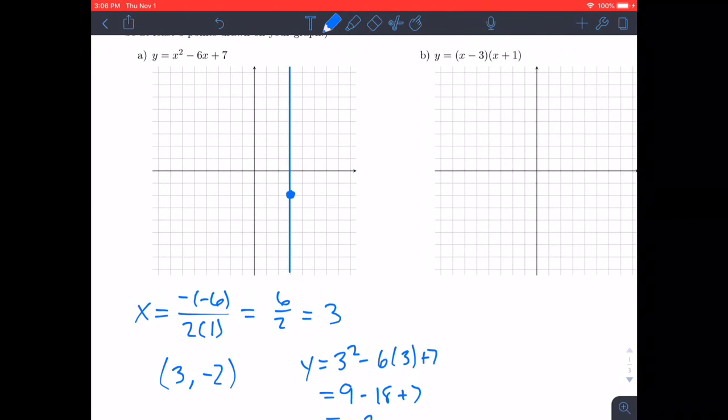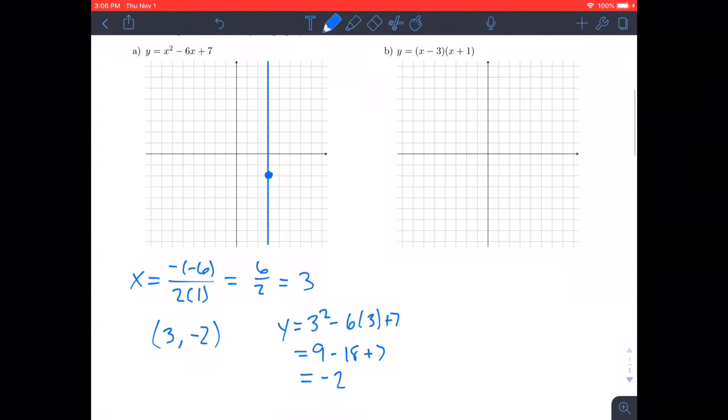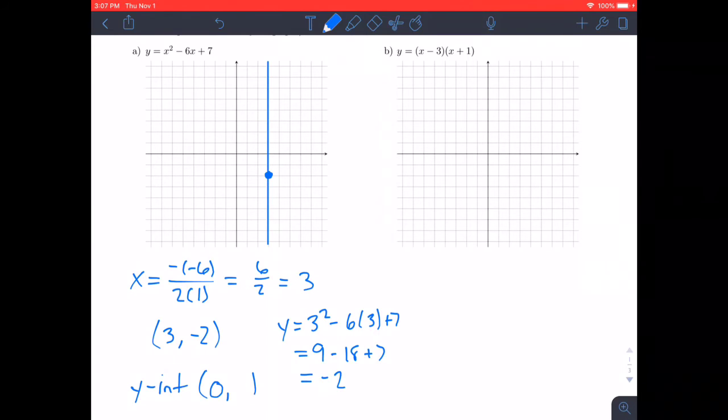And then in standard form, easiest point to get other than that is our y-intercept. Because our y-intercept is 0 some y. Well, if we plug in 0 for x, x squared is 0, 6x is 0, so we're left with plus 7. So our y-intercept is 0, 7.